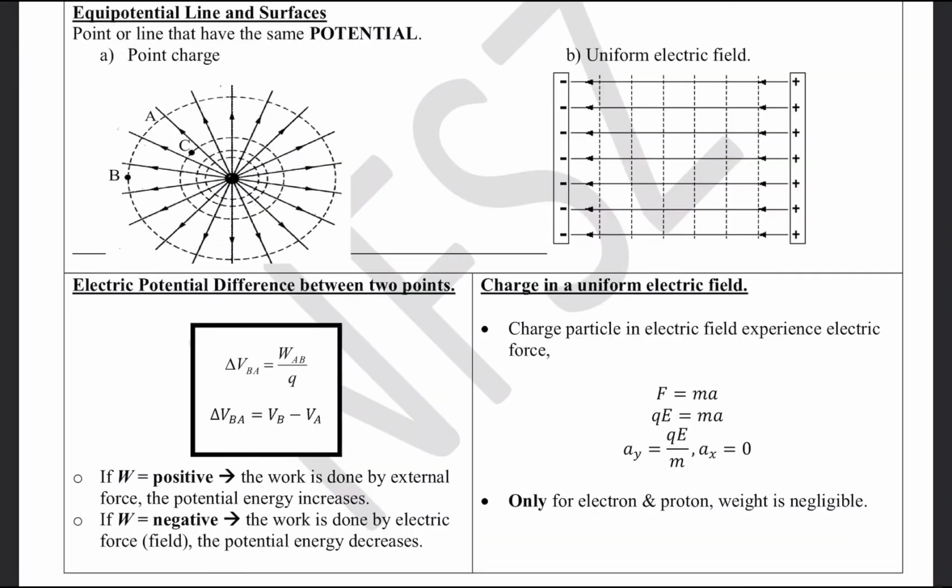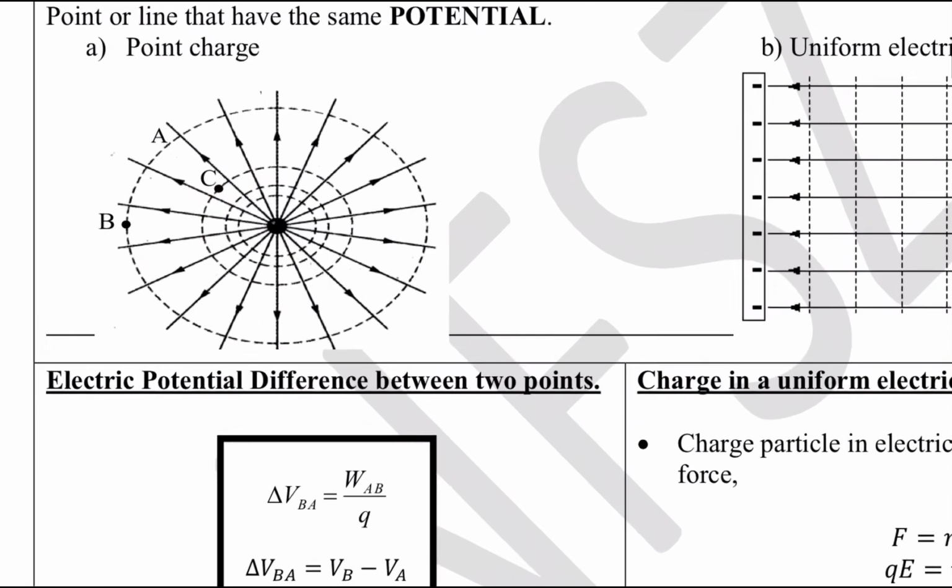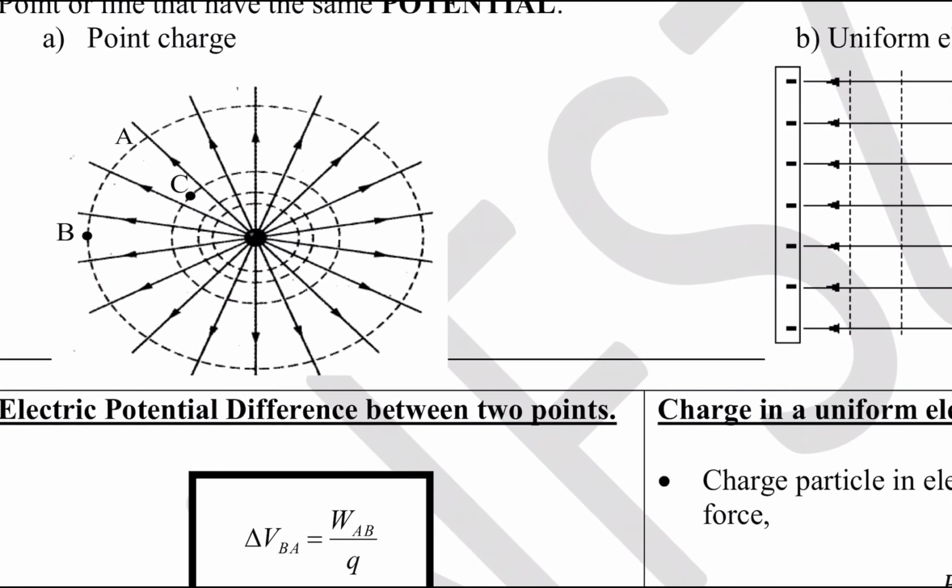Okay, next kita ada equipotential line and surfaces. So basically equipotential, goes for equal. So it's a line which has the same potential. So line ni ada sama electric potential. So kalau tengok dekat sini kita ada dotted line lah. Okay, so kalau kita tengok sini dia punya electric field is going outwards. Kalau it going outwards means that we know that it is a positive charge.